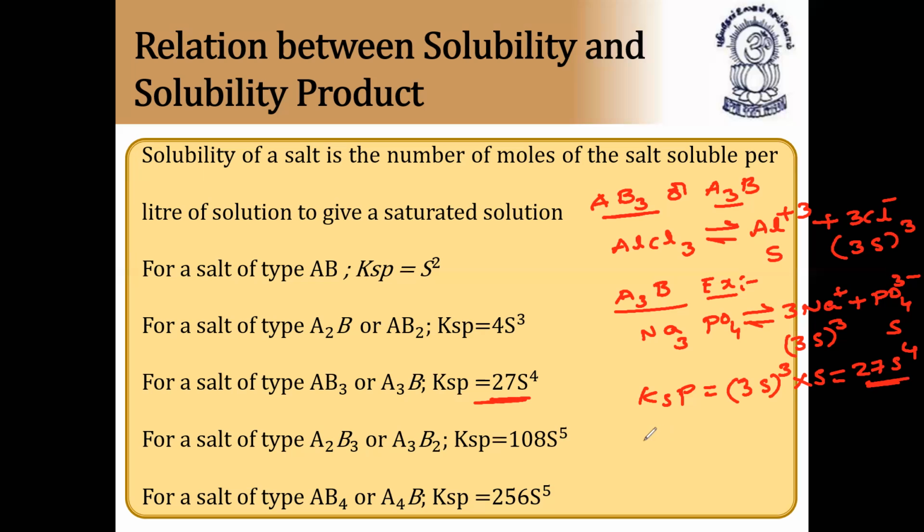And to find solubility for this type of salt, solubility is equal to the 4th root of KSP by 27. Normally for this type of salt, they ask us only to calculate KSP, not solubility, because it is difficult to find this answer.